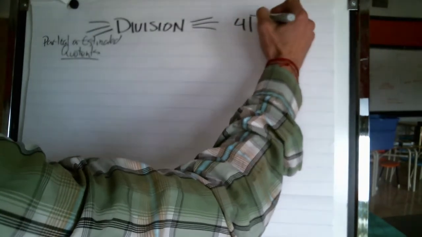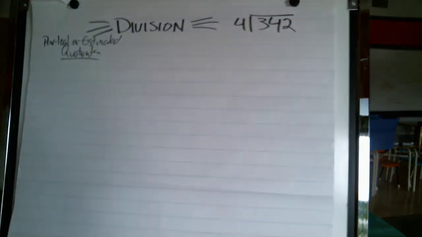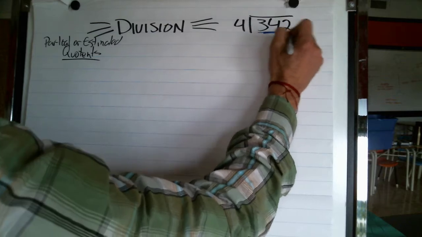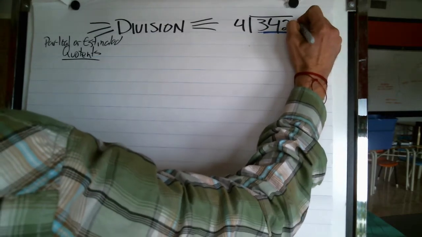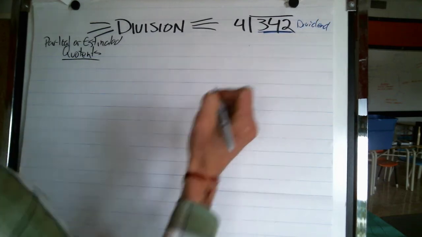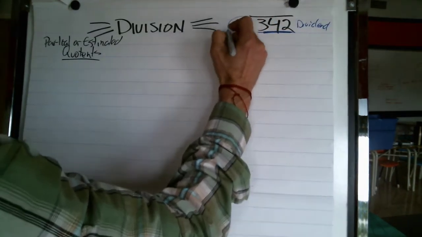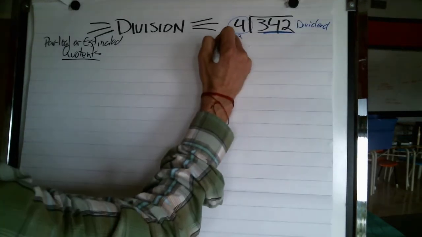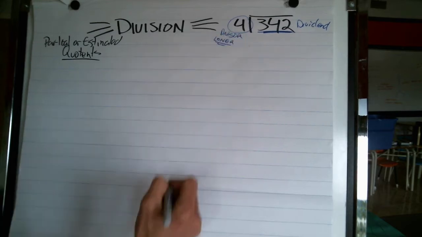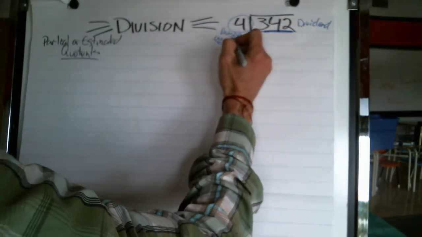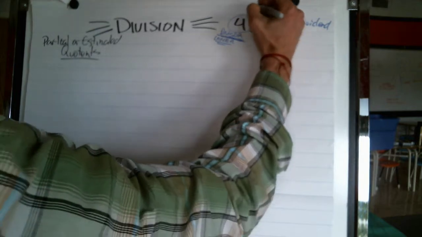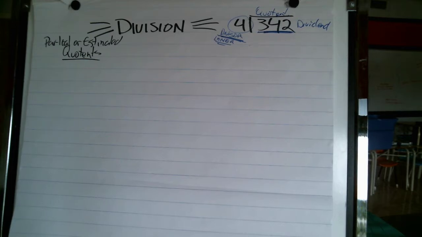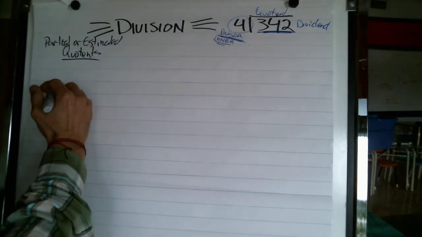If I have 4, 3, 4, 2. This here is called the dividend. Cool word, eh? Dividend. This one is called the divisor, not the loner, okay? Or for grade 8s and 9s, I know we call it the loner. The divisor is what we're dividing by, and this is the quotient, the answer. Little bonus information for you. So here we go. Partial quotients.